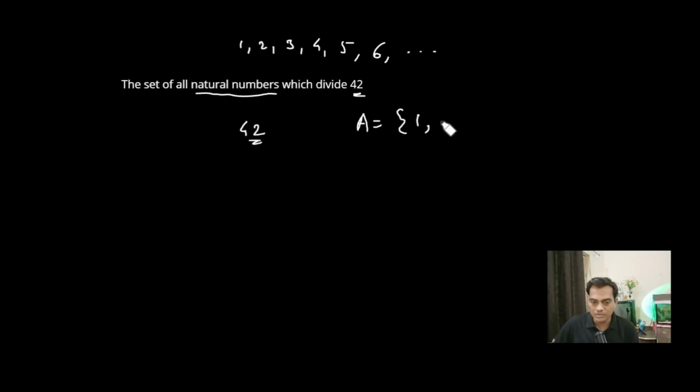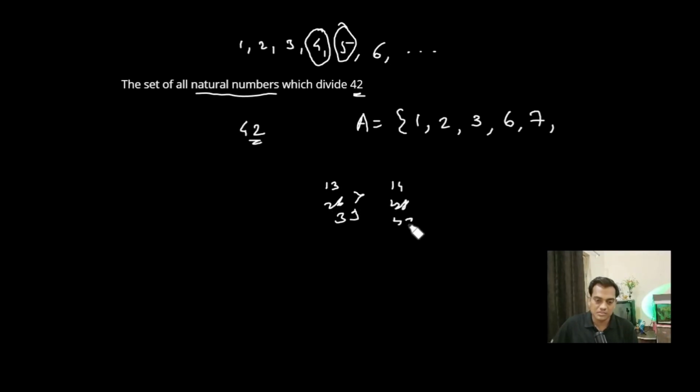2 is dividing 42. 3 is dividing 42. 4 is not dividing 42, so 4 is not a member of this set. 5 is not dividing. 6 is dividing. 7 is dividing. 8 is not dividing. 9 is not dividing. 10 is not dividing. 11 not. 12 is not. 13 no. Yes, 14 is there. 14 is a number which divides 42.